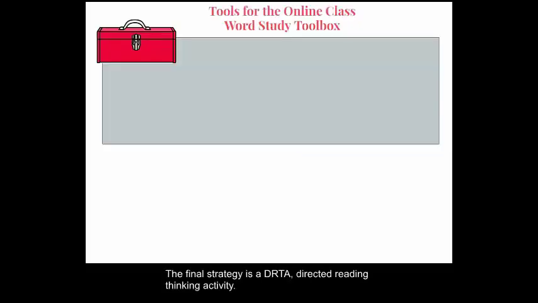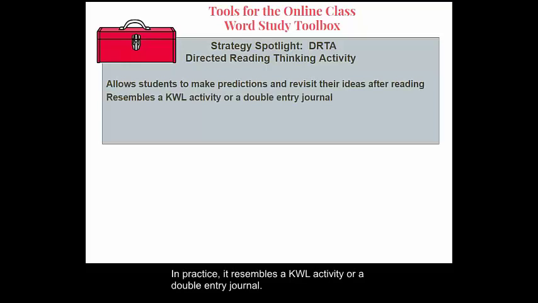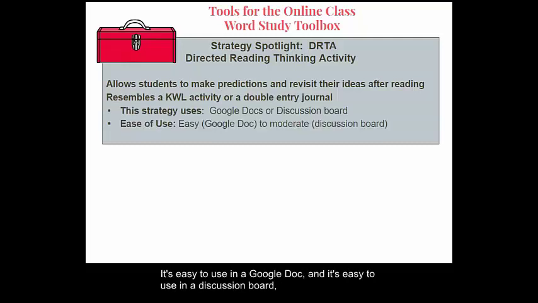The final strategy is a DRTA, Directed Reading Thinking Activity. While this activity is often found in the social studies classroom, it can be connected to almost any subject area where you ask students to read and make predictions. In practice, it resembles a KWL activity or a double entry journal. This strategy uses Google Docs or can also be done in a discussion board. It's easy to use in a Google Doc and it's easy to use in a discussion board, but it does require the teacher to do a moderate amount of setup.